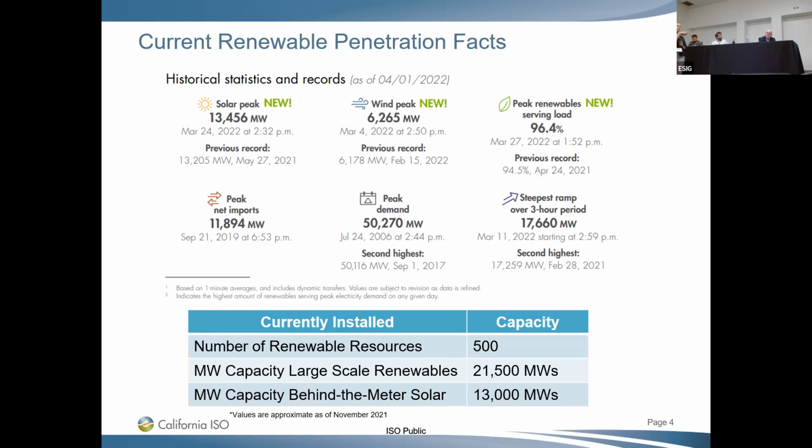Currently installed, these numbers are as of November of 2021, so they need to be updated, but we're probably close to about 600 individual resource IDs on the system for renewable resources, totaling about 22,000 megawatts of capacity. And we have about 13,000 megawatts of rooftop solar on the system.